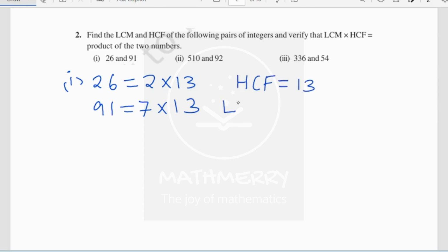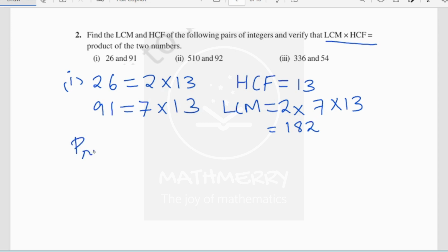And now what about LCM? LCM will be equal to the product of all the numbers, and we have to take the common number one time. So here this will be 2 into 7 into 13. So that means 2 into 7 is 14, 14 into 13, we will get 182. So that's our LCM. Now we have to prove that LCM into HCF is equal to product of the two numbers.